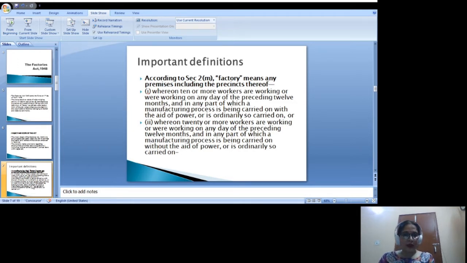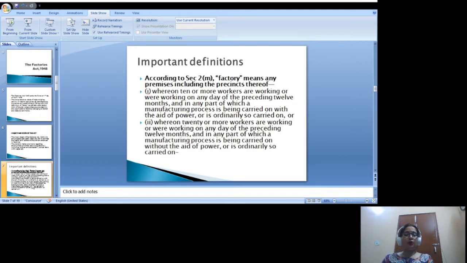When you are using power, you are using fewer workers. When you are not using power in the manufacturing process, you are using more workers. So 10 workers means the manufacturing process is carried out with the aid of power. 20 workers means more workers, means the manufacturing process is carried out without the aid of power.